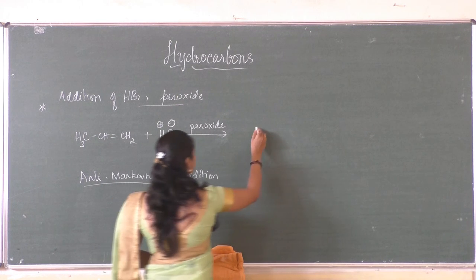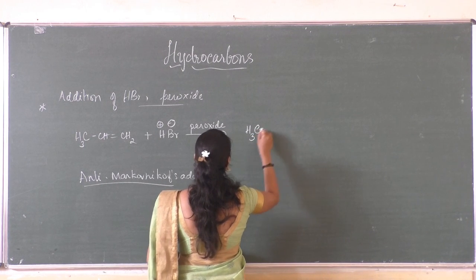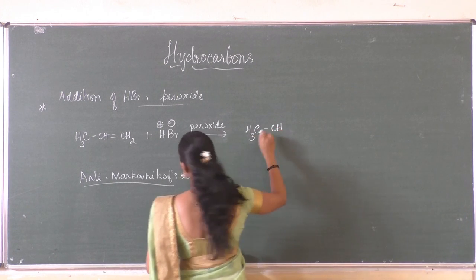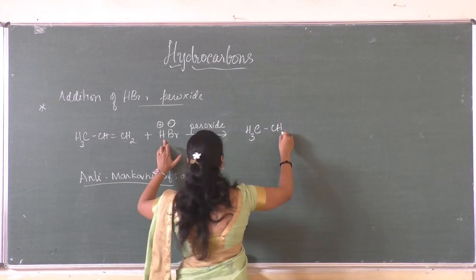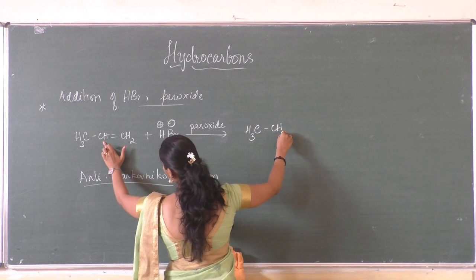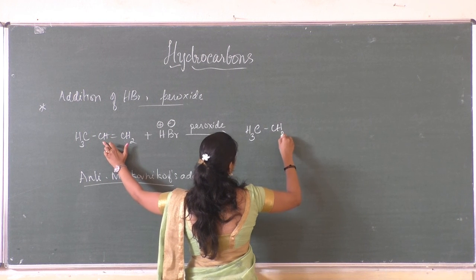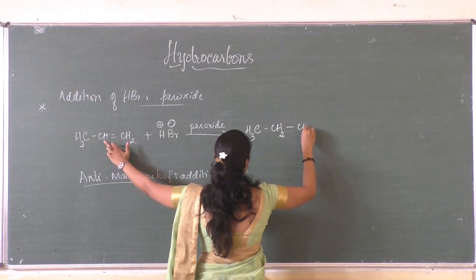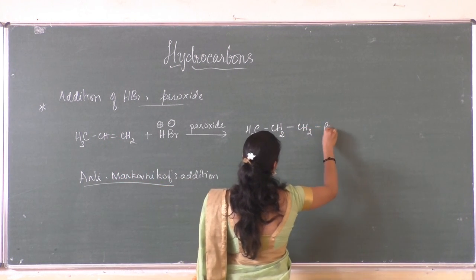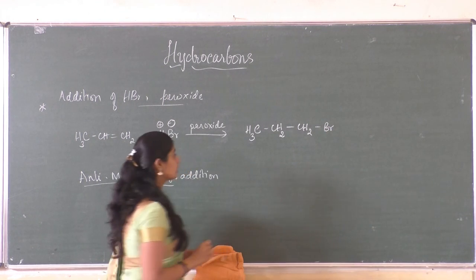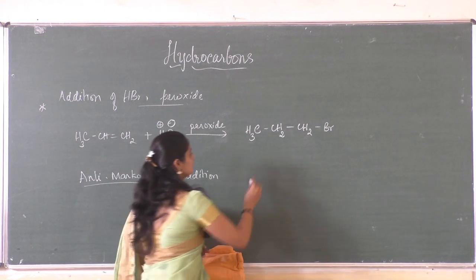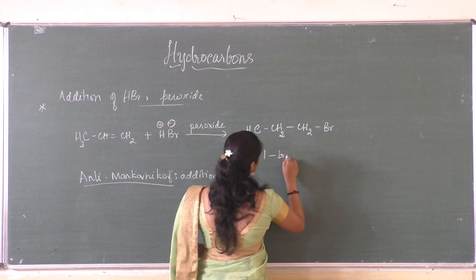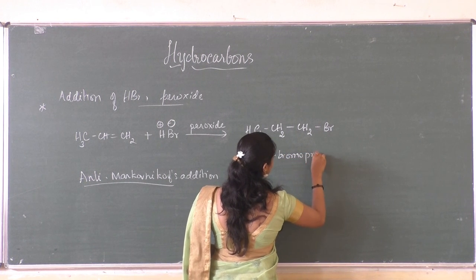Then the product will be CH3 CH2 CH2Br. You need to add the hydrogen to the carbon with the minimum number of hydrogens, the other carbon. Now the addition takes place according to anti-Markovnikov's rule, so the product is 1-bromopropane.